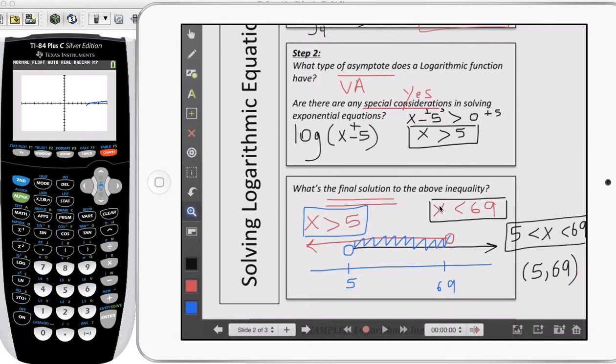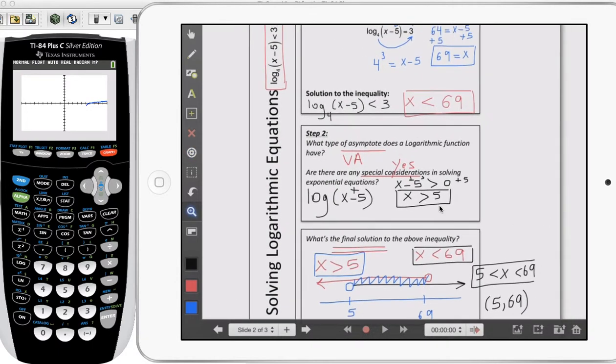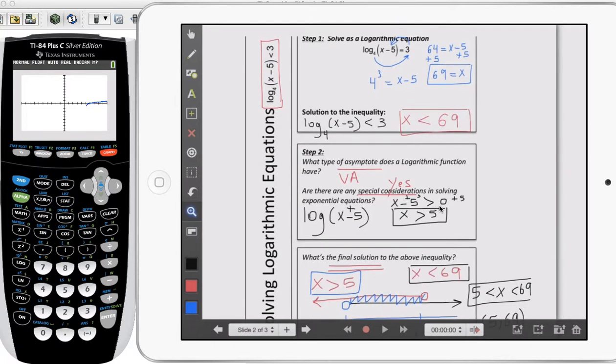So every time you're doing a logarithmic function, you have to remember that there is a special consideration, since you have a vertical asymptote and your graph is not going to extend beyond the asymptote. So always set the argument to be greater than 0 and solve for that. Now let's try another example.